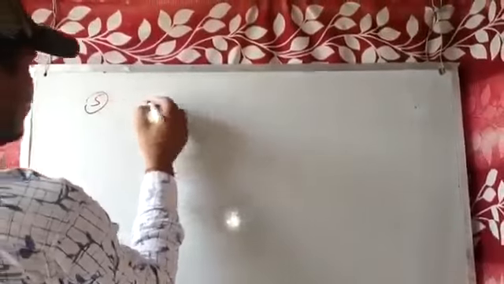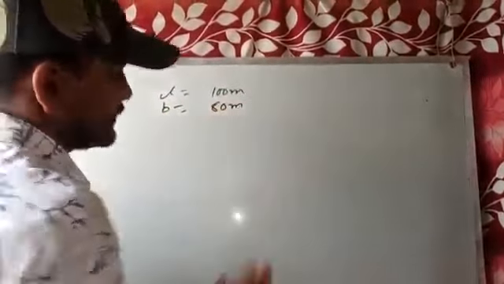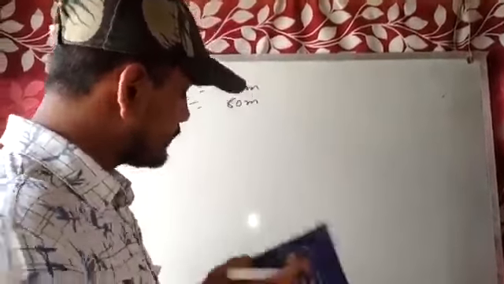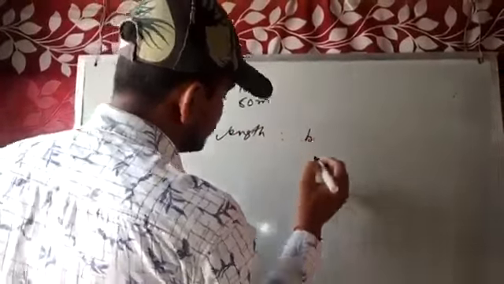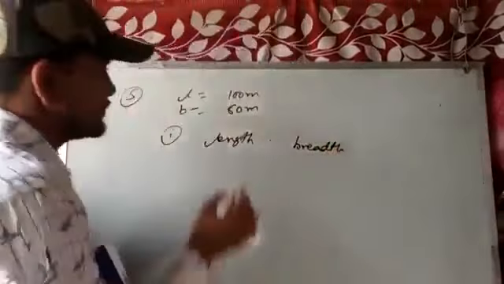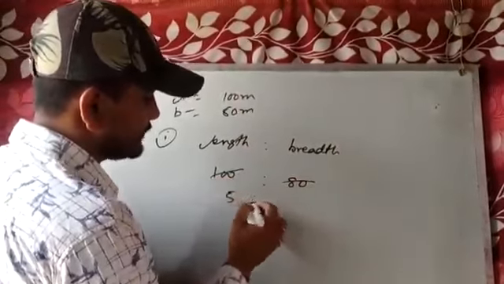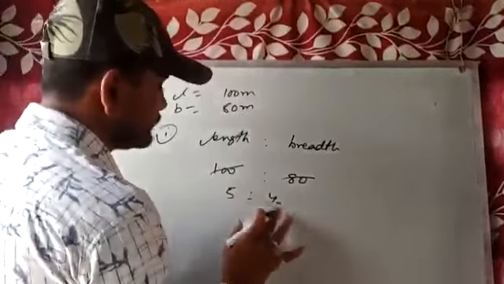Now question number 5. Okay. The rectangular field is 100 meter by 80 meter. That means length is given 100 meter and breadth is given 80 meter of rectangle. Okay. So first of all, you have to find the ratio of length to its breadth. Length to its breadth. So length is given 100 meter and breadth is given 80 meter. You can cut it, 20 5s are 100, 20 4s are 80. So this is the answer.